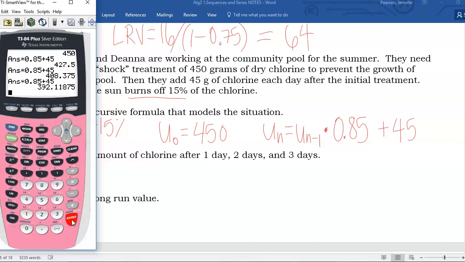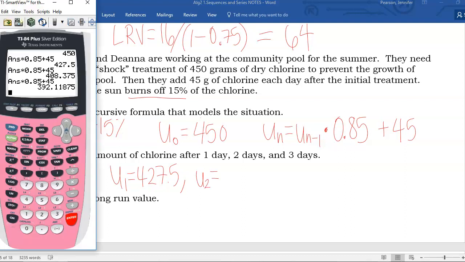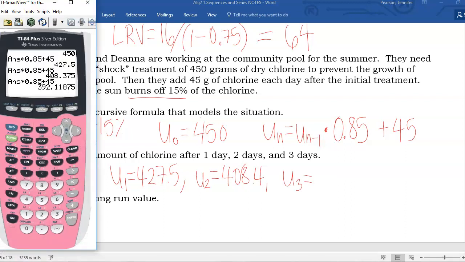So I'm going to write each of these. U1 equals, I'm not going to remember these. This is going to be back and forth. U1, 427.5. U2, 408.4. Let's round that. 408.4. And U3, 392.1.